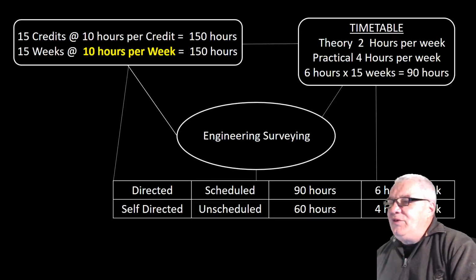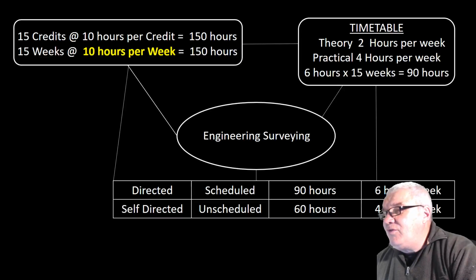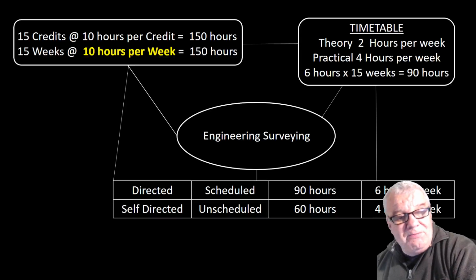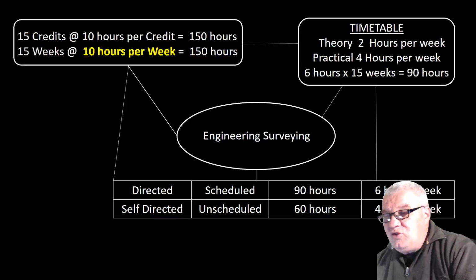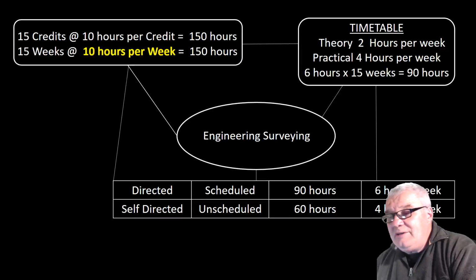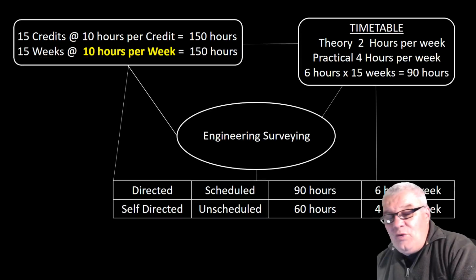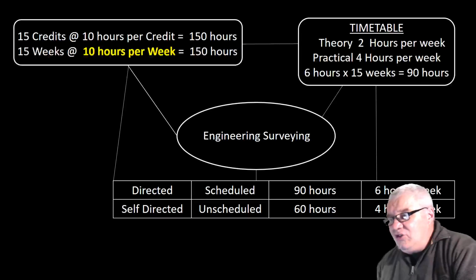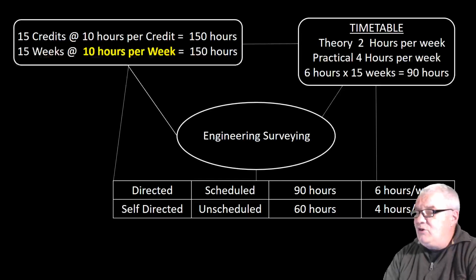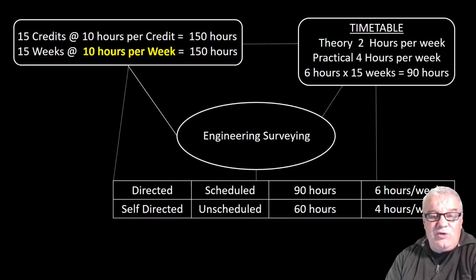which is 150 hours. Now each week we have a 2-hour theory class and a 4-hour practical, which is 6 hours for 15 weeks, which is 90 hours. So that would be directed or scheduled class time, 90 hours, 6 hours per week. To make that up to 10, that's 4 hours of working on your own, unscheduled and self-directed, which would give you 10 hours. Now the 10 hours is how the course is designed.